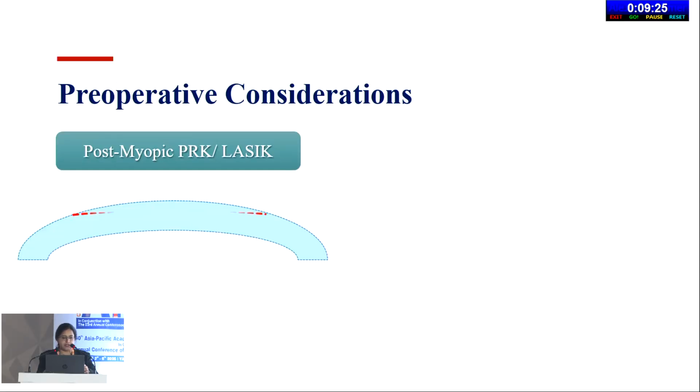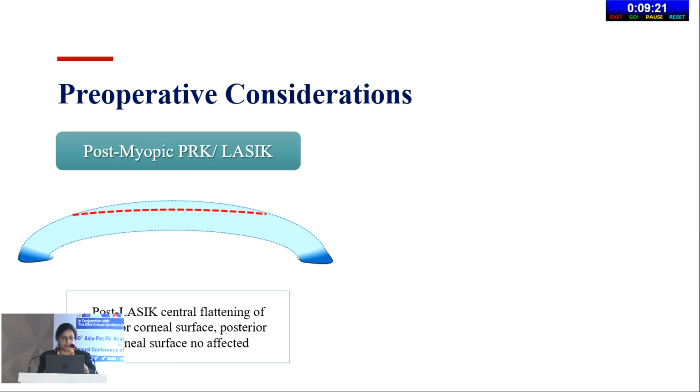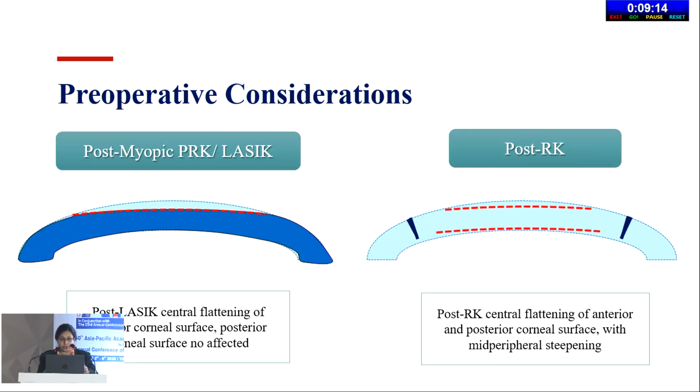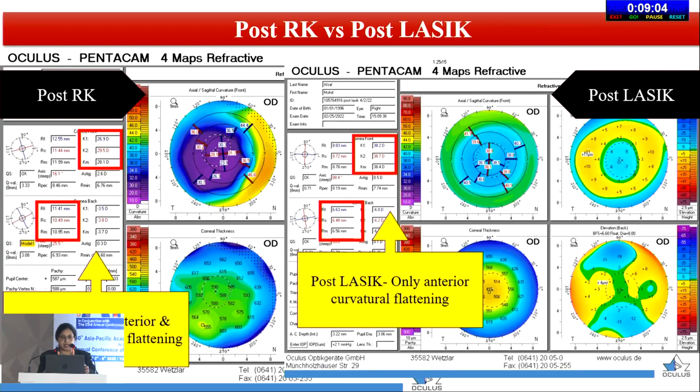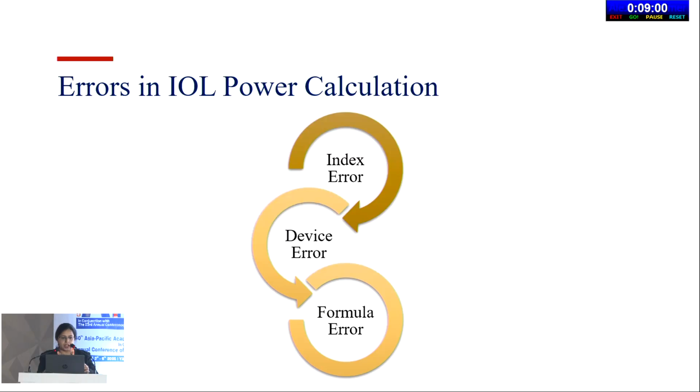So, preoperative consideration: post-myopic PRK and LASIK, you have flattening of the central cornea. The posterior corneal surface is not affected, the anterior corneal surface is flattened. In post-RK, due to the incisions, you have central flattening of anterior and posterior corneal curvature with a mid-peripheral steepening. So this is what is different about post-RK, and these are the issues which pose challenge during IOL power calculation. So why are there errors in IOL power calculation?